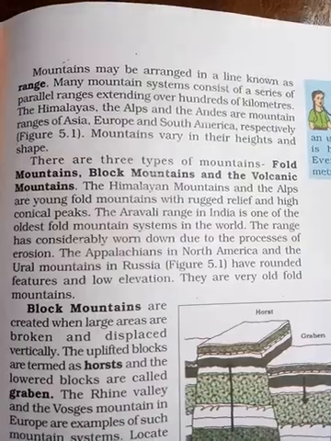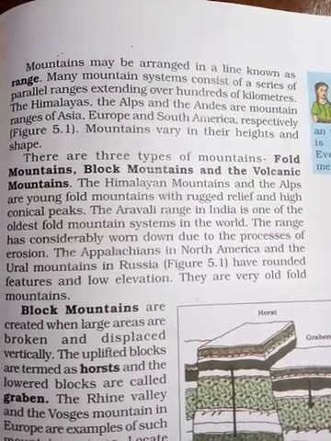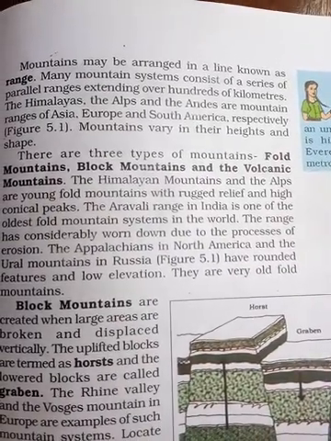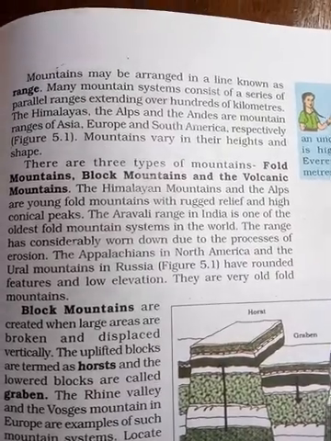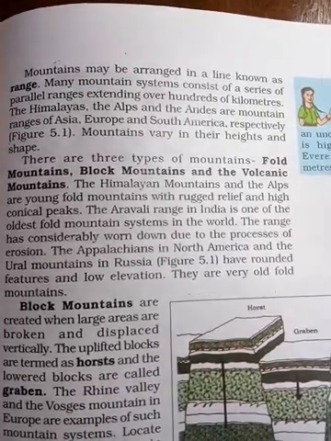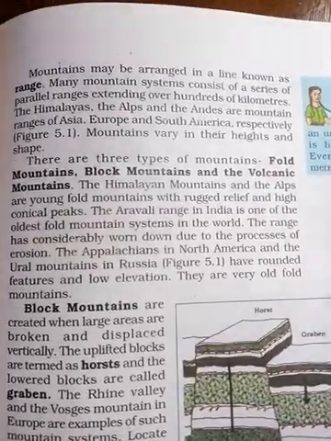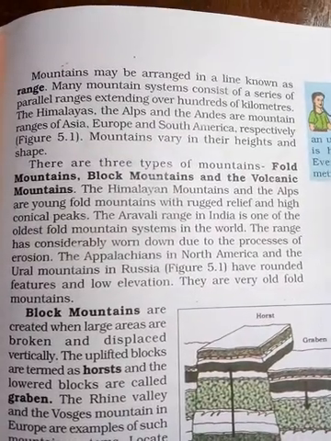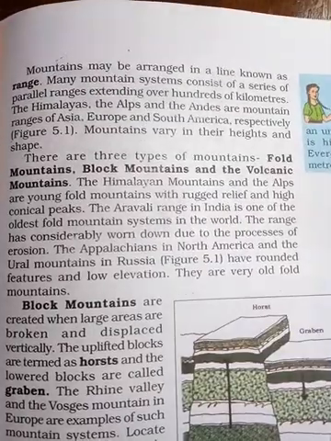Suppose you see many mountain systems, they may consist of several parallel ranges, like the Himalaya mountain range, with the outer Himalaya range, the Shivalik range, and the middle Himalaya range. There are three ranges, running in a line, so they are extended for thousands and thousands of kilometers.